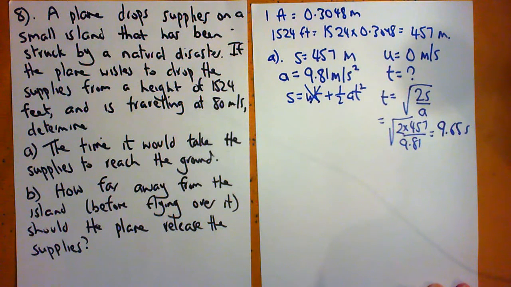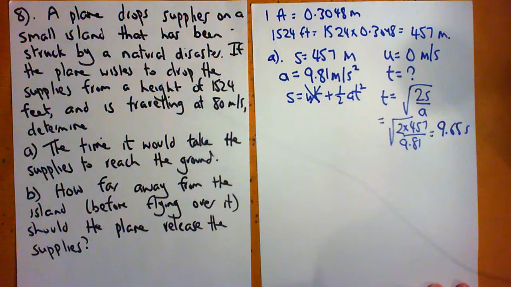Now we need to find how far away from the island before flying over it the plane should release the supplies. We notice that the supplies will be travelling horizontally as well, since the plane is travelling horizontally, and that means that there is no point in dropping the supplies when you're immediately over the island, because that means that the supplies will land in the ocean beyond the island. You need to drop the supplies before passing over the island if you want them to land on the island. And we need to find how far exactly before the island they need to be released.